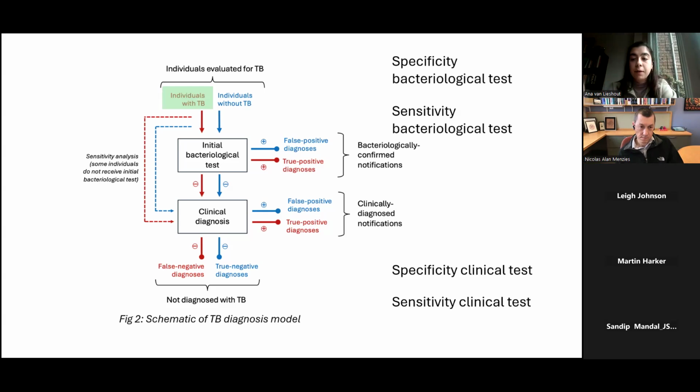For the bacteriological test, we have a lot of papers, and a lot of studies have been done to determine what this sensitivity and specificity is. But it's much more difficult for clinical diagnosis, as it's a more subjective type of diagnosis, and it will also vary quite a lot between people.